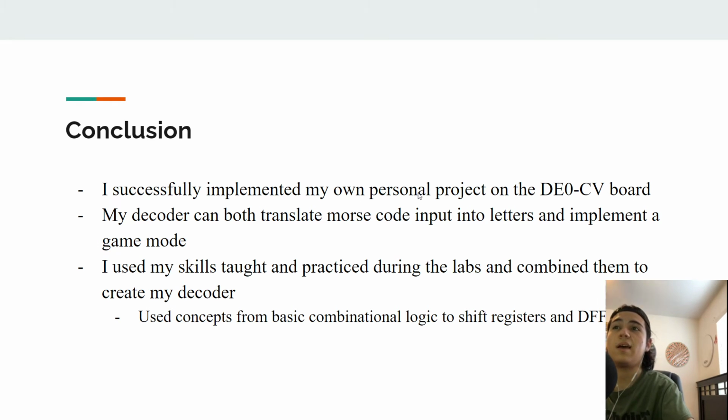So in conclusion, I implemented my own personal project on my DE0 board. It both translates Morse code input into letters, and then in the game mode, you enter the Morse code for the letters shown on screen, and it checks if it's valid. I used my skills taught during the labs, and that all culminated in creating my decoder. I used concepts ranging from combinational logic, so AND gates, OR gates, to shift registers and D flip-flops, which we just learned recently. So I implemented a wide range of skills.